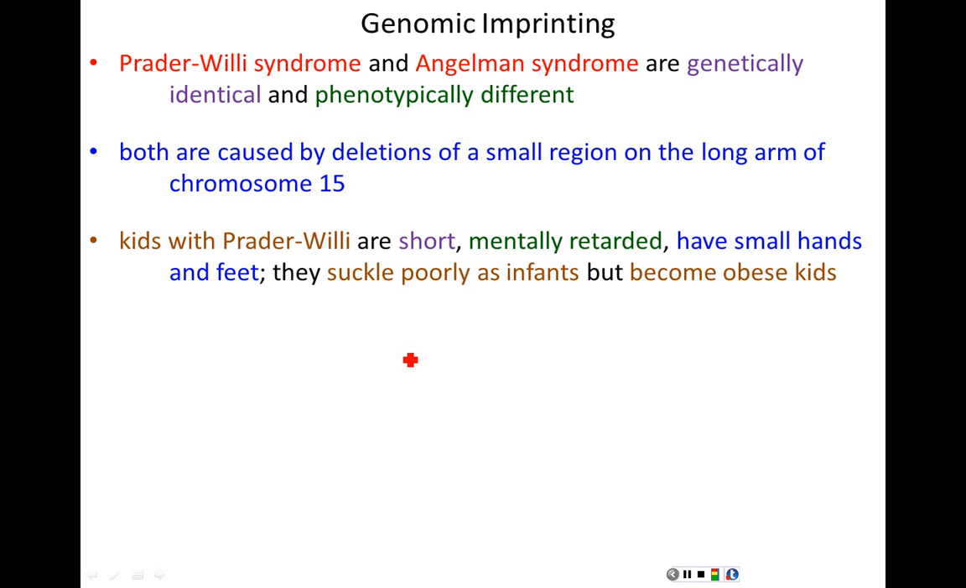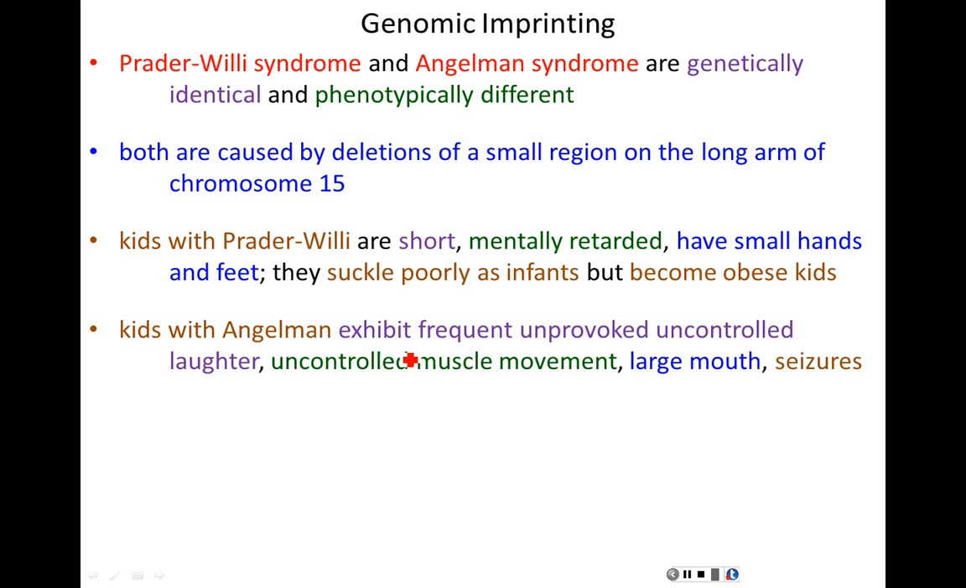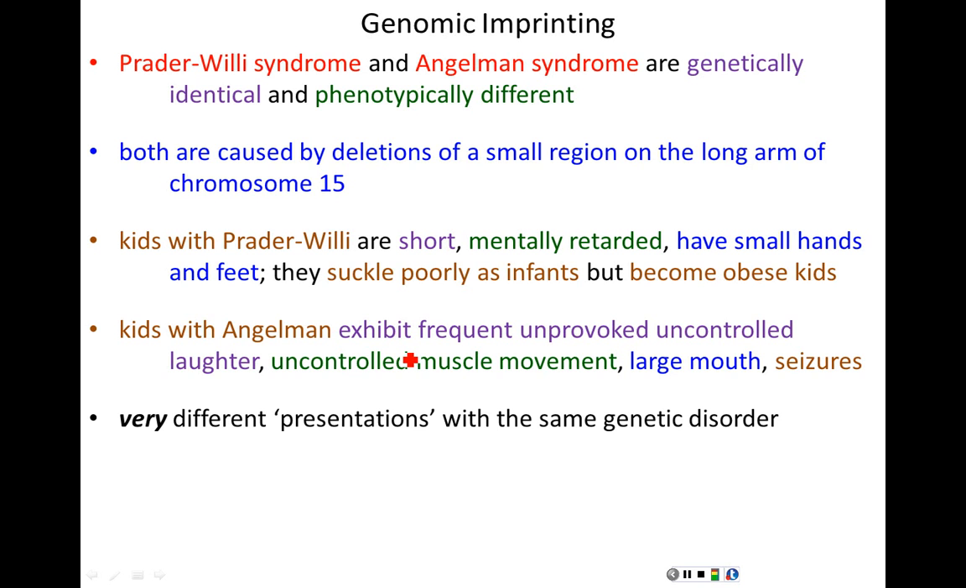Well, from a diagnostic point of view, kids with Prader-Willi syndrome present as short. They usually have cognitive defects. They usually have very small hands and feet. They suckle poorly as infants, and so they usually have low infant weight, but then they become obese as kids. Kids with Angelman have a very different presentation. They exhibit frequent, unprovoked, and uncontrollable laughter, uncontrollable movements of their muscles. They usually have a larger than average mouth size, and they're prone to seizures. Very, very different presentations, same exact genetic defect.